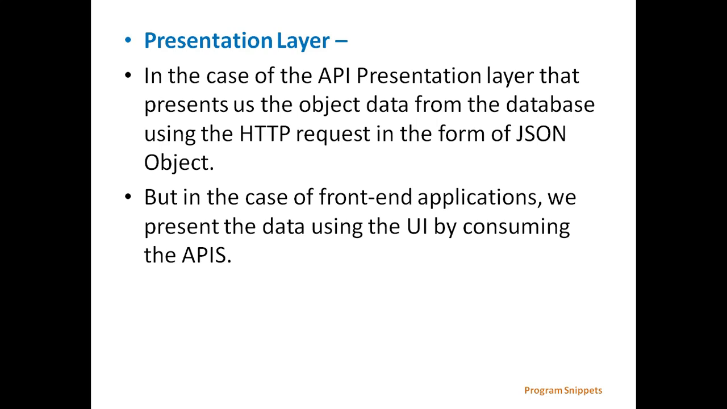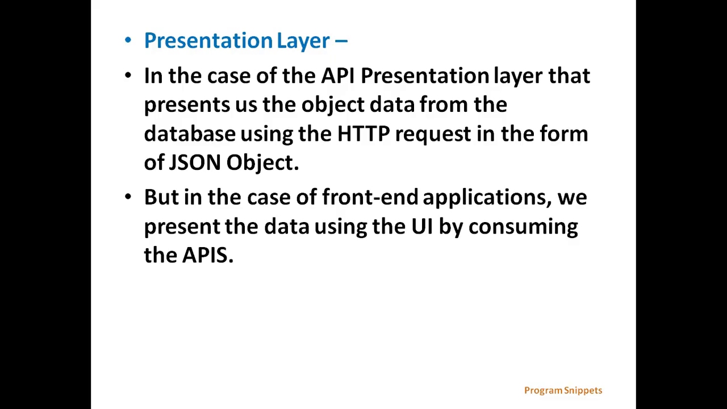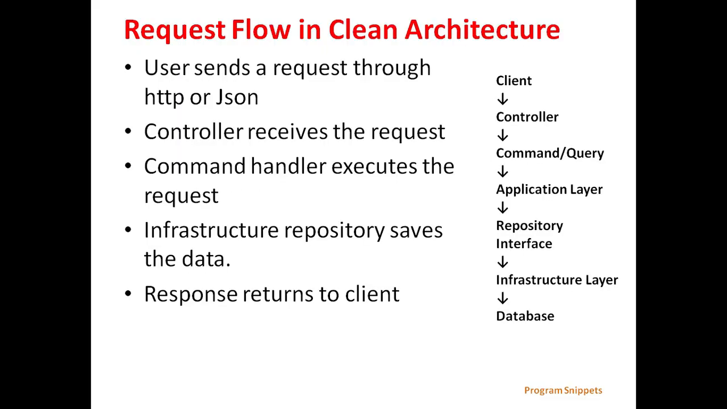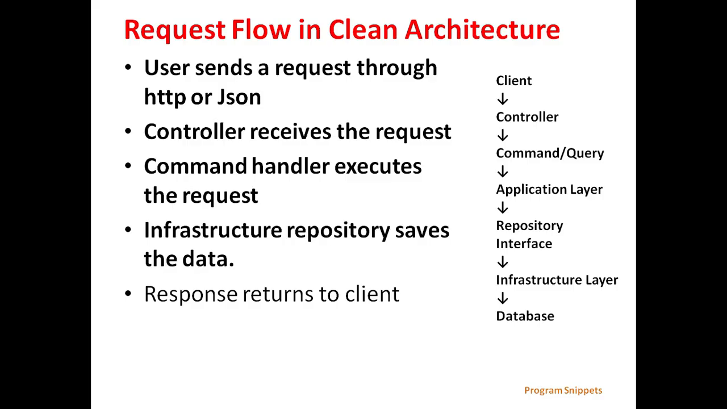Then presentation layer. In case of the API, presentation layer represents the object data from the database using the HTTP request in the form of JSON object. But in the case of front-end applications, we present the data using UI by consuming the API. The request flow in clean architecture is: first, user sends a request through HTTP or JSON, then controller receives the request and passes it to command. Command handler executes the request. Infrastructure repository saves the data and response returns to the client.